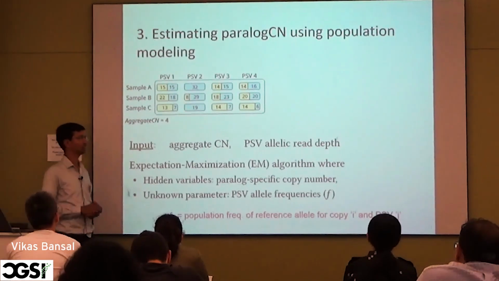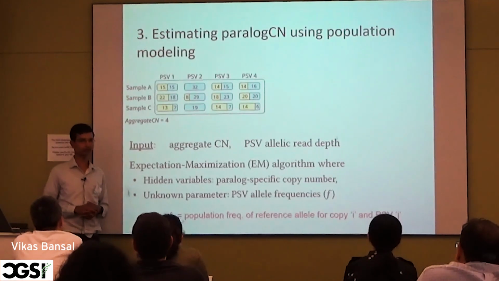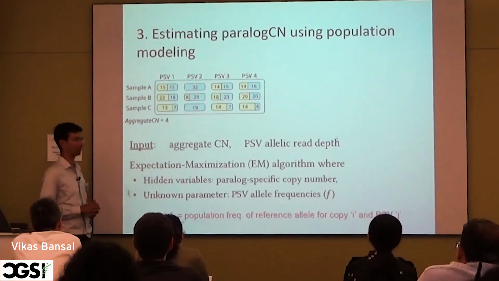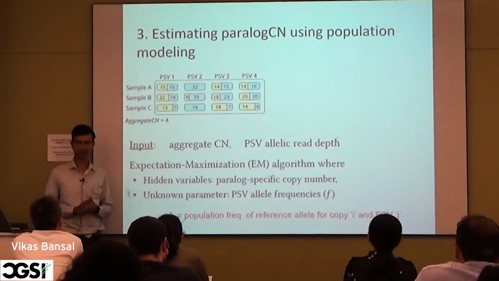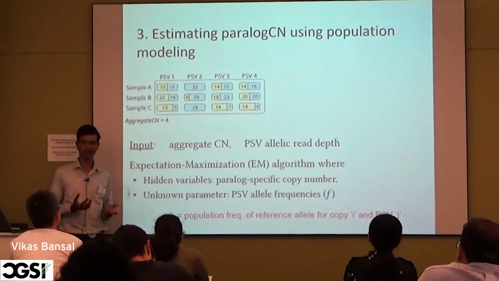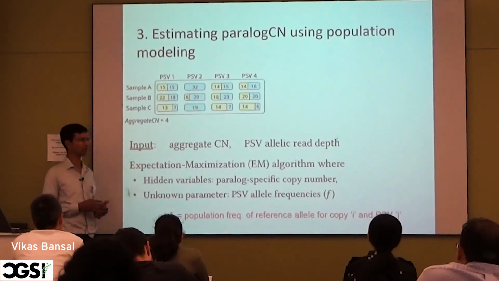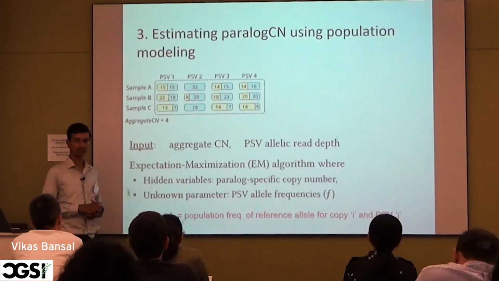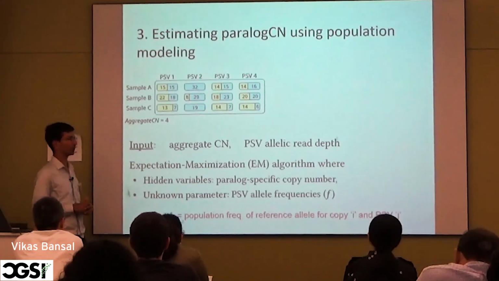Once we've estimated the aggregate copy number for each sample, the next step is to figure out how many copies of each paralog we have for each sample. For this we have to rely on PSVs, as they are the only positions that differ between the different copies. If we look at the read depth for each sample at each PSV, that can tell us the ratio of the different copies given the aggregate copy number.